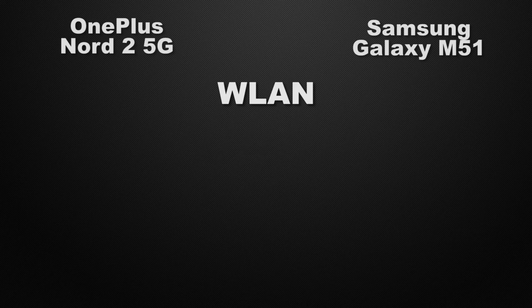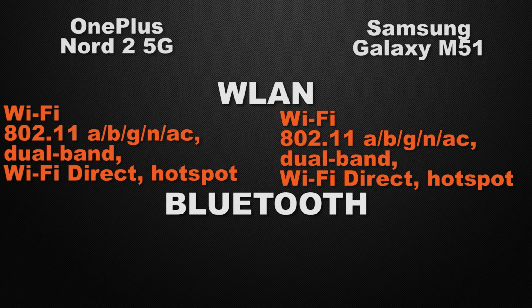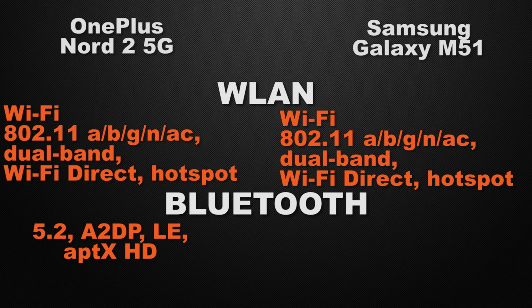Moving to the communication chips in the devices, starting with the WLAN. Both of the devices come with Wi-Fi AC, dual band Wi-Fi, Wi-Fi Direct and hotspot. So it's a tie. And about the Bluetooth version of the devices, Nord 2 has Bluetooth 5.2, whereas M51 has Bluetooth 5. So the winner here is M51 because it has a newer generation of Bluetooth.